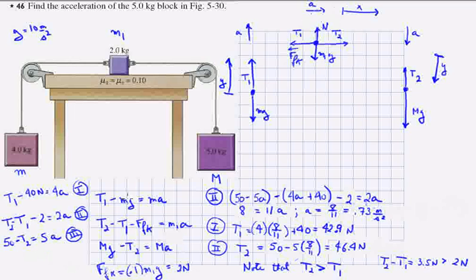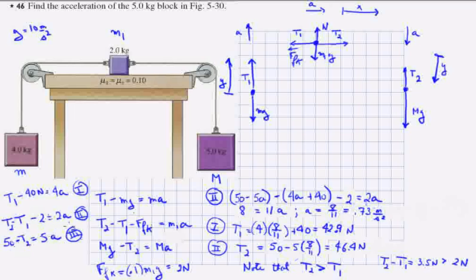So I can now put some numbers in equations 1, 2, and 3. That's off on the left here. So that would be T1 minus 40 newtons, which is what mg becomes with 4 kilograms and g equals 10 meters per second squared, equals 4a. For little m1, T2 minus T1 minus 2, that's the frictional force that we computed, is equal to 2a. And then equation 3 becomes 50 minus T2 is equal to 5a.